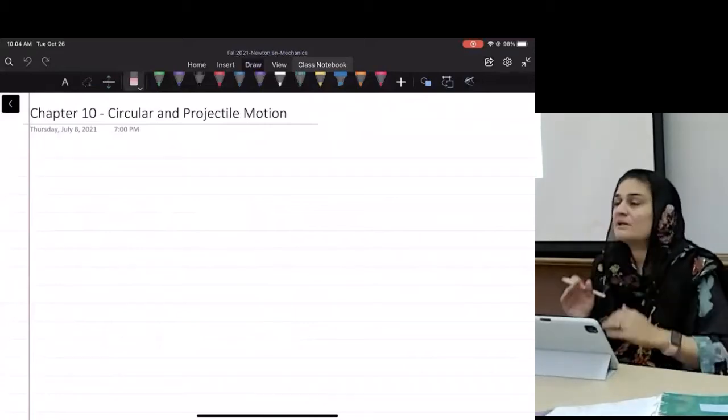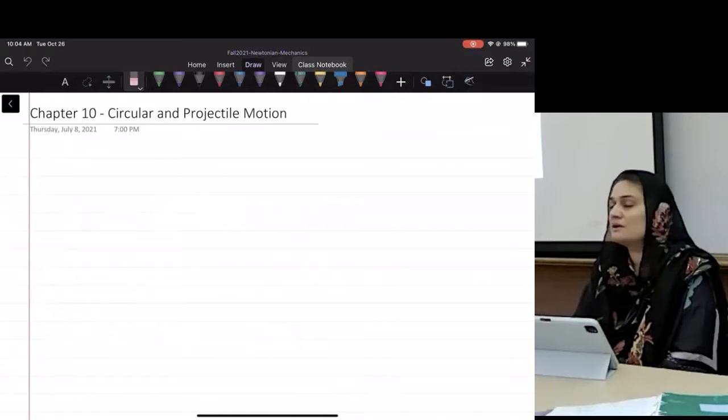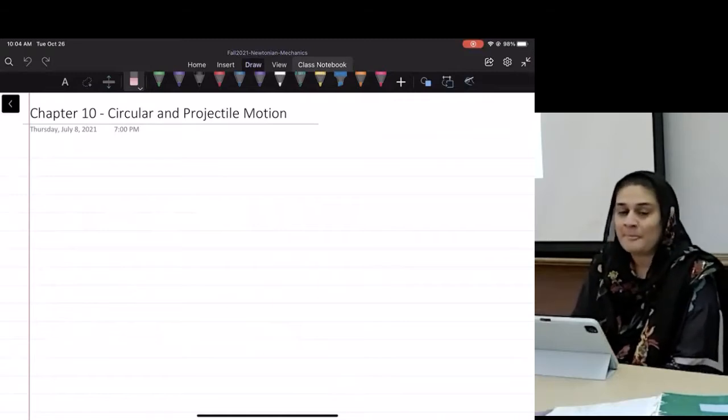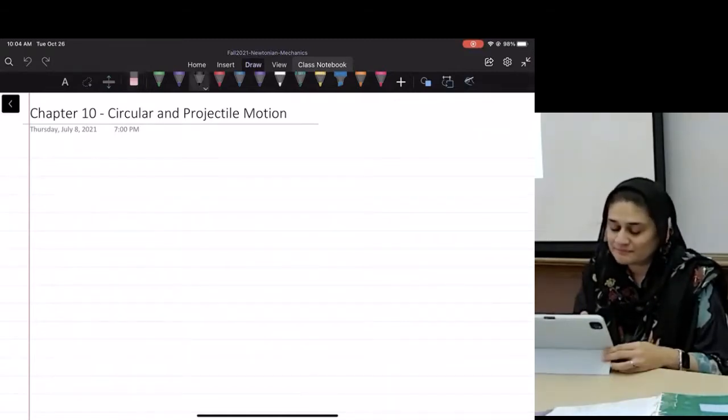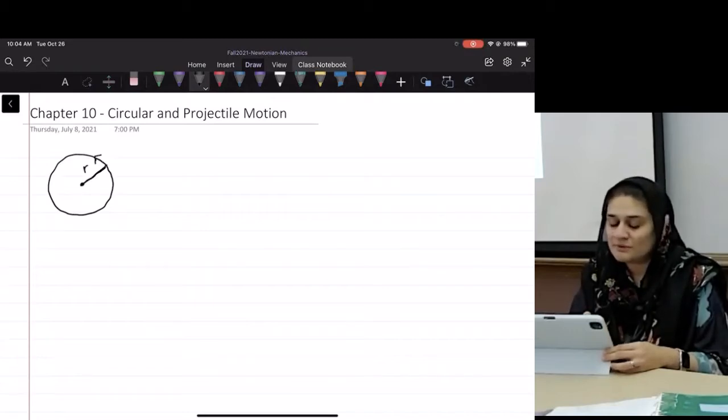Okay, so today we're going to do circular motion. A lot of it is review, so none of this should come as a surprise to anybody. Okay, what is a circular motion? Motion in a circle? It is specified by what? Having one radius that remains constant as you go around.